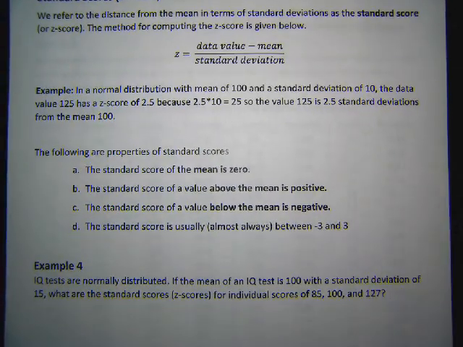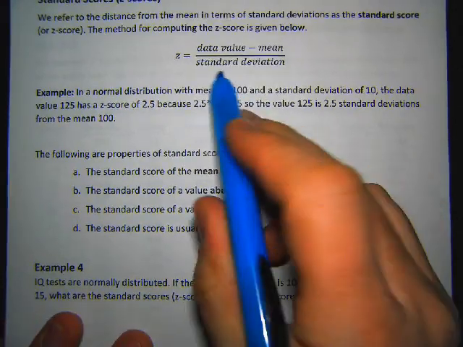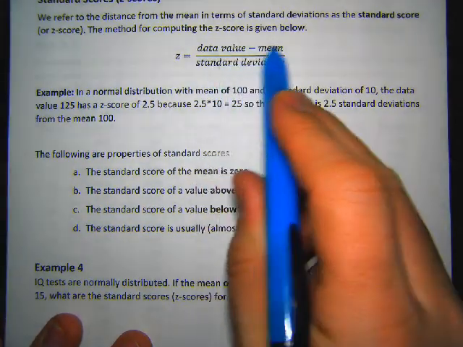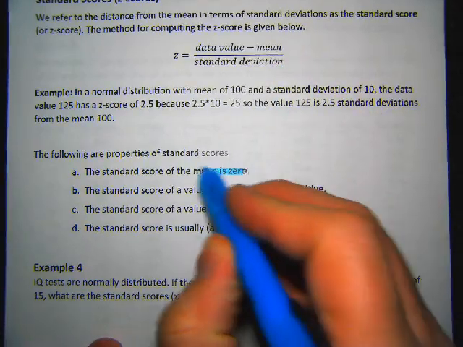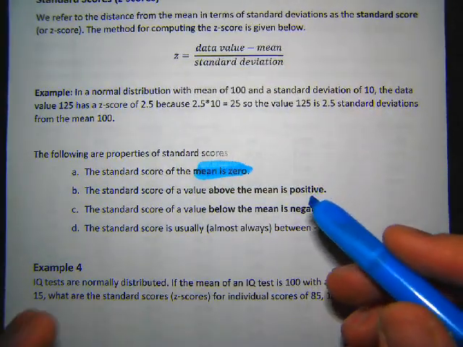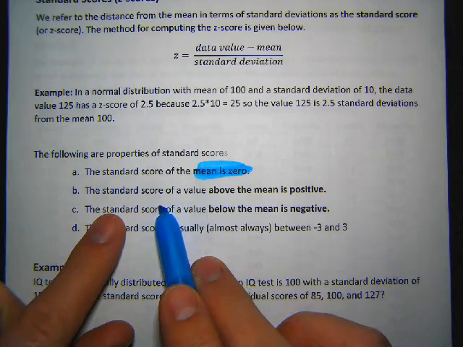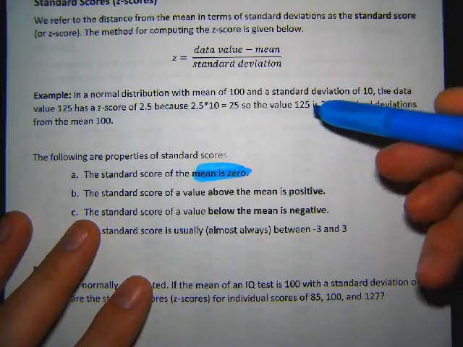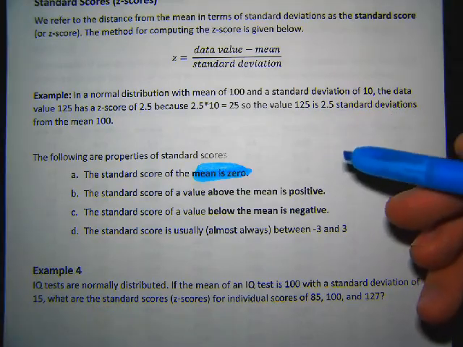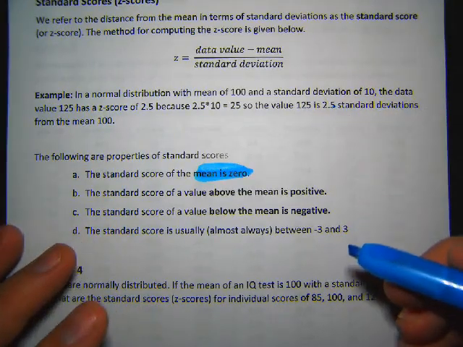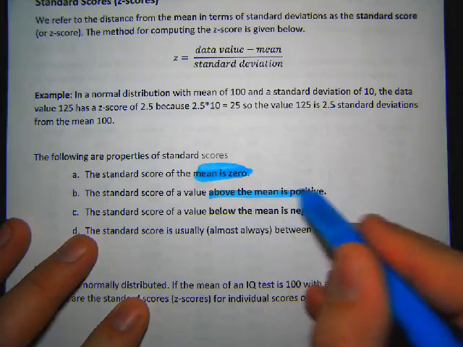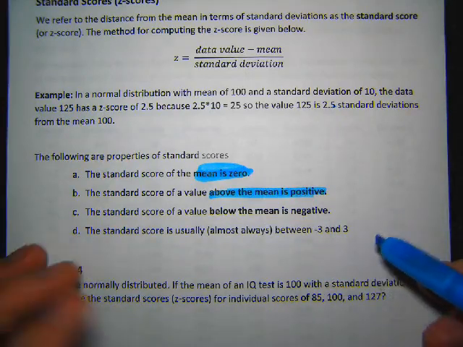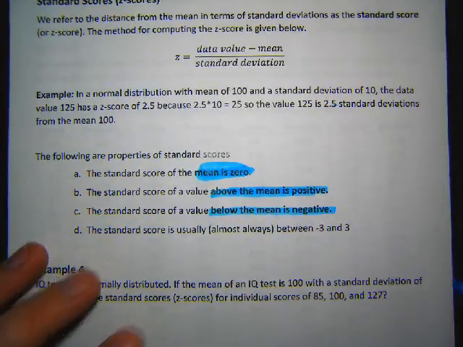A couple facts about the standard score you should know. First off, the standard score of the mean is always 0 because it's a measure of how far you are from the mean, and mean minus mean is going to be 0. So if you look at the mean, it's always going to have a z-score of 0. Standard scores or z-scores above the mean are always going to be positive. So this person with the 125 score was above average, so they end up with a positive 2.5. Anything above average is going to be positive. Anything below average, below the mean, is going to be negative.